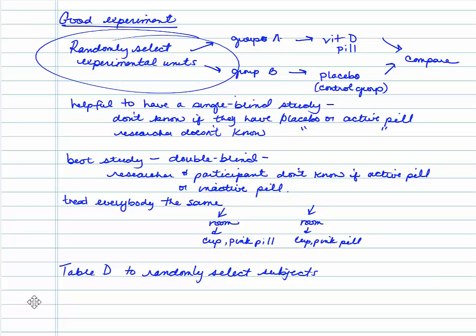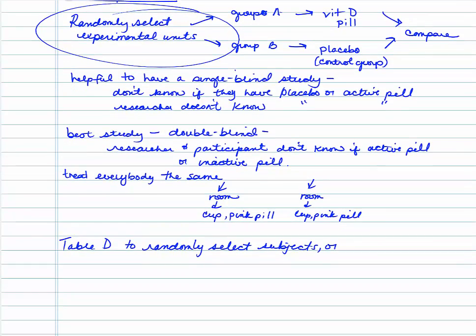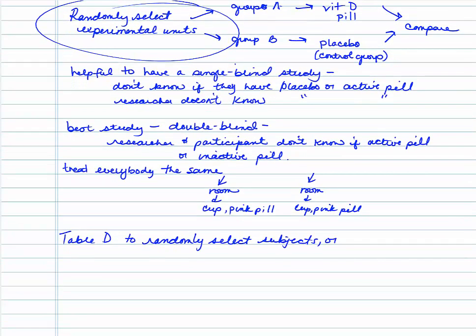To randomly select our subjects. And when I talked to another AP statistics teacher, they said to use a different method on the AP exam, because you have to list exactly how you would do this. And they said by using table D, their students always forget something.